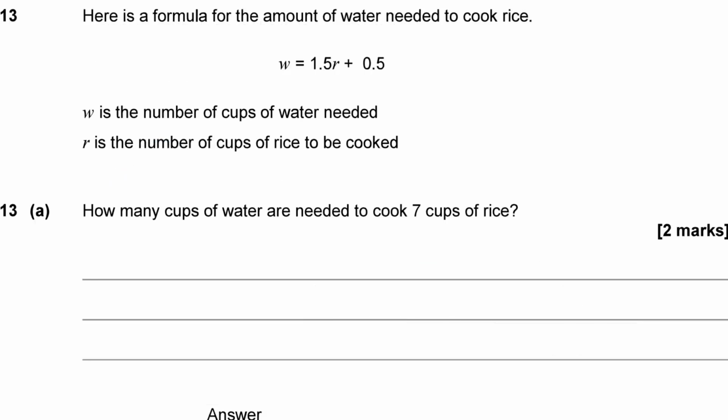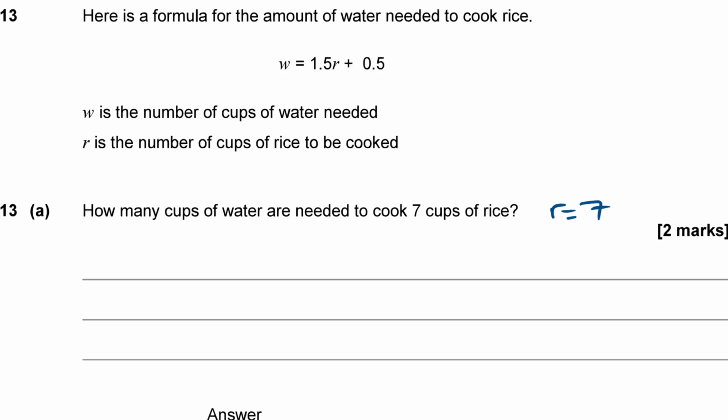Question 13. Here is a formula for the amount of water needed to cook rice. We're told that W is equal to 1.5R plus 0.5, where W is the number of cups of water needed and R is the number of cups of rice to be cooked. Right, so it says how many cups of water are needed to cook 7 cups of rice? Well, if we're using 7 cups of rice, then R is equal to 7.